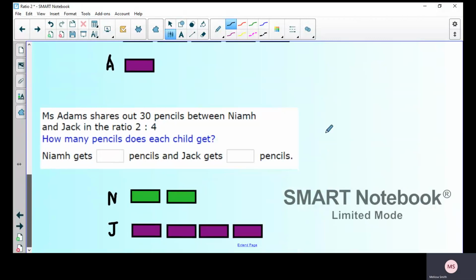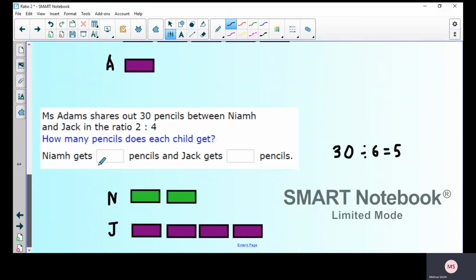Miss Adams shares out 30 pencils between Naima and Jack in the ratio of 2:4. How many pencils does each child get? So how many parts do I have in total? I have 6. So to work out the value of 1 part, I have to do 30 divided by 6, which is 5. So I could go ahead and write 5 in each of those boxes.